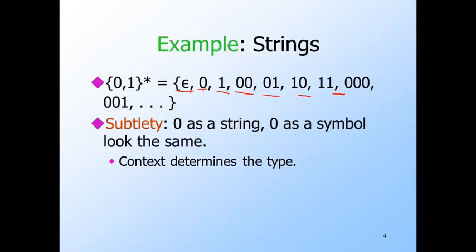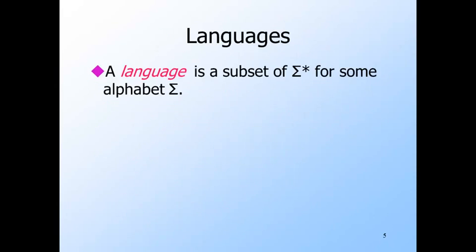Programming languages do make this distinction, so in C, for example, we would put single quotes around the 0 if we meant the symbol or character 0, and would put double quotes around it if we intended the string consisting of only the 0. Languages are sets of strings, and they can be finite sets or infinite sets. The only limitation we place on languages is that there is some alphabet, that is, finite set of symbols, from which all the strings in one language are composed.